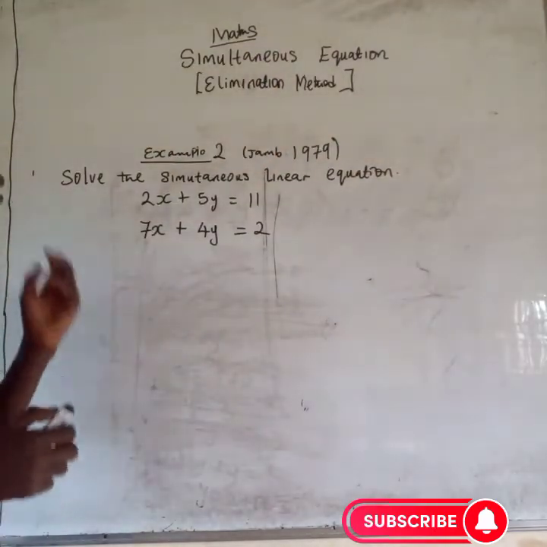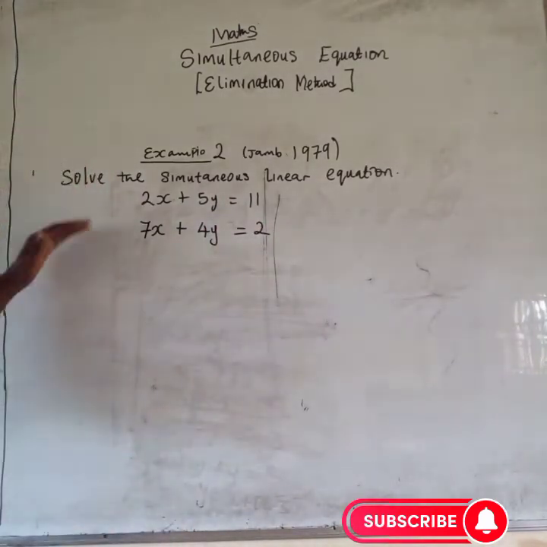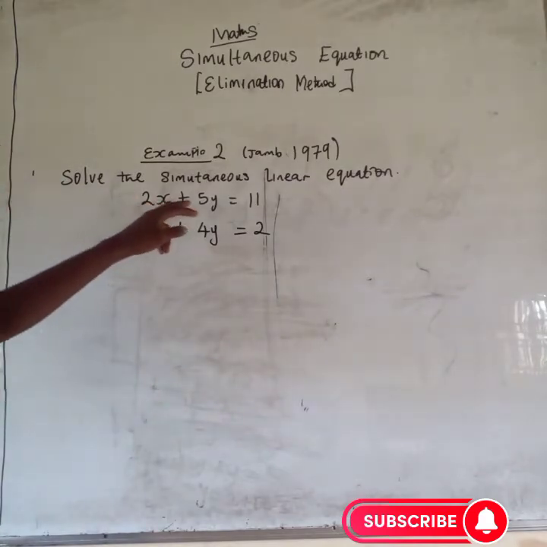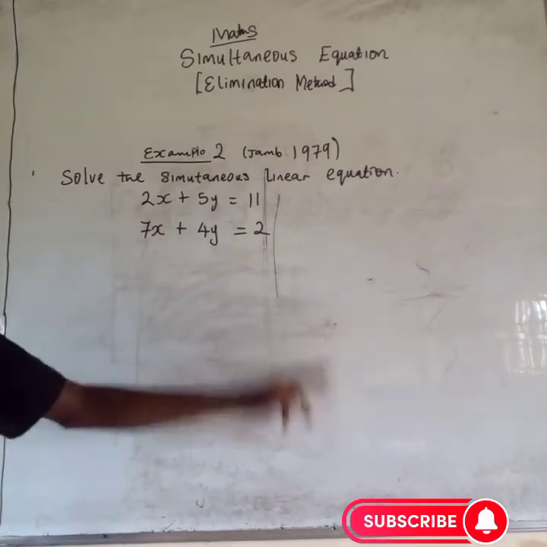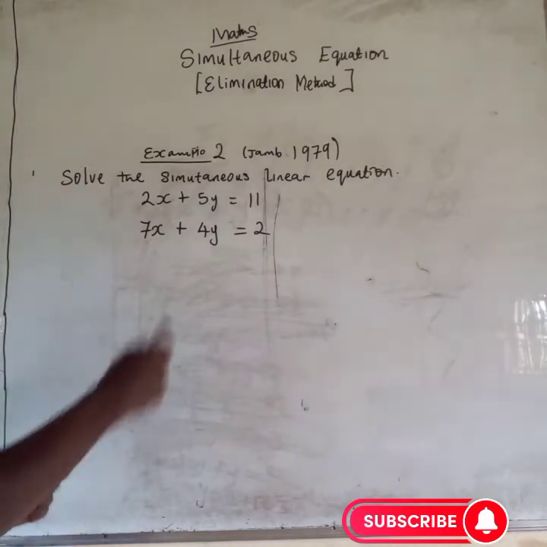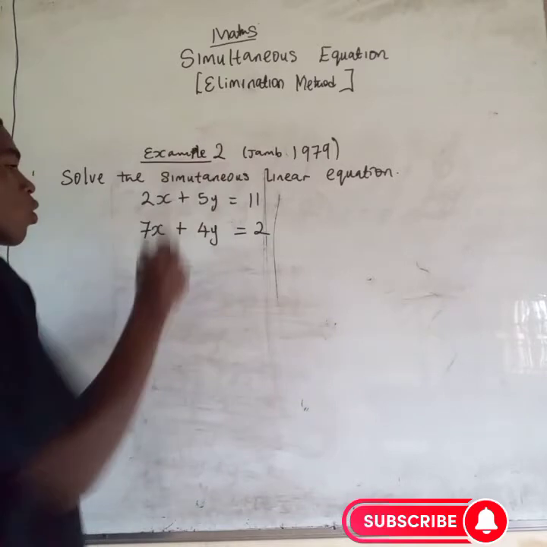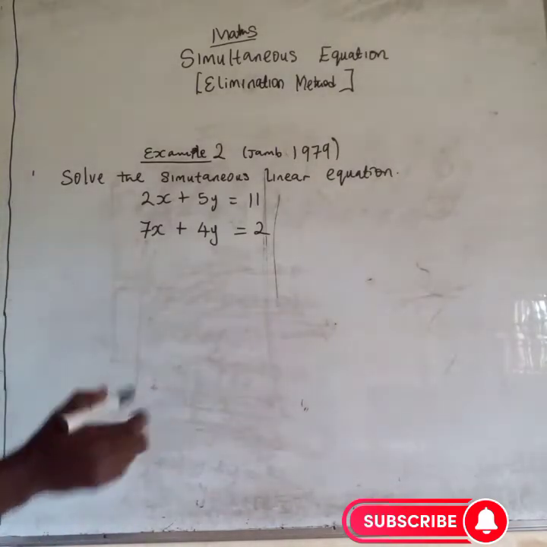Alright, now this is example 2, a JAMB question 1979. Now let's look at this question. It says solve the simultaneous linear equations 2x plus 5y equal to 11, equation 1, and 7x plus 4y equal to 2, equation 2. Now how do you solve this type of equation? Now remember, this is an OBJ exam and you have less time. So we use our method, right? Elimination and substitution method together. In using the elimination method, I just need to eliminate one, then substitute for the other one.